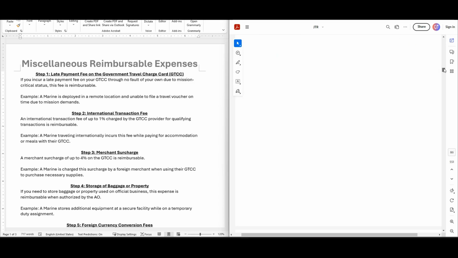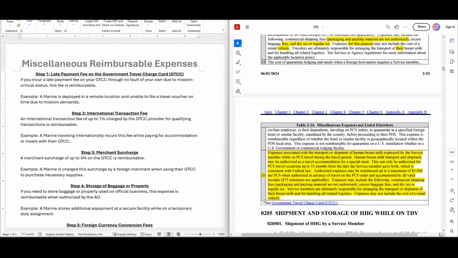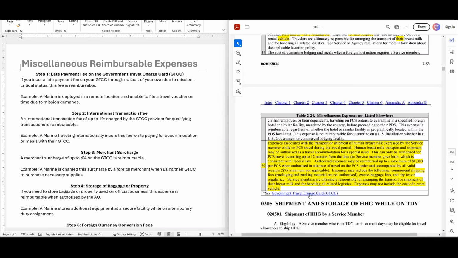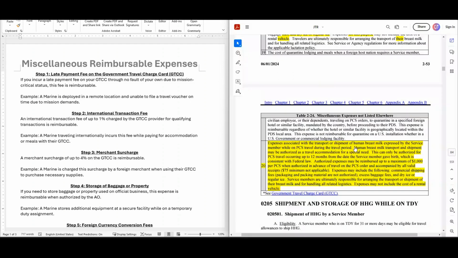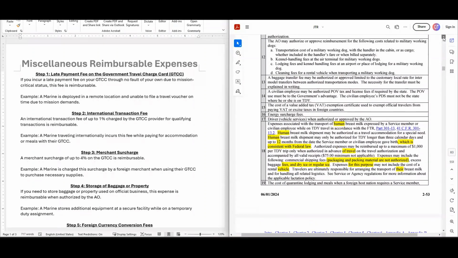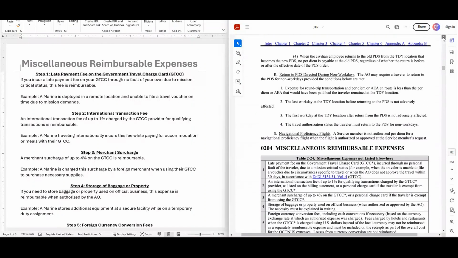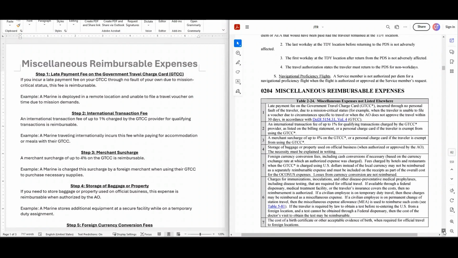One, we have an asterisk that we're going to take a quick look at to see what this means. When you click on this asterisk, it goes to that part of the policy for the government travel charge card. I'm not going to open that up today, but I do want you to know that there are some hyperlinks and follow-on links for that.